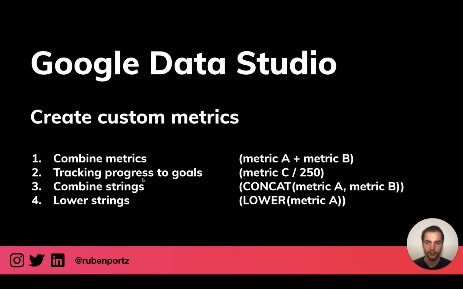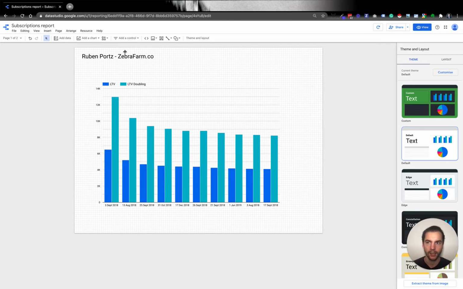The second example I want to show is to create sort of trend lines. So let's say our LTV is around 6,000. Okay. So we want to create a trend line of 10,000. So 10,000 is the goal. So we want to hit 10,000 by the end of the year and want to know how far we are from hitting that goal.